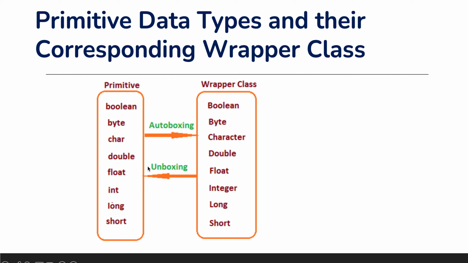So basically there are terms used called autoboxing and unboxing. Autoboxing means when we are converting from primitive to wrapper class, that process is called autoboxing. And let's say we have some requirement where we want to convert wrapper classes back to the primitive type. That is called unboxing, which Java will do automatically after Java 5. We will see one by one how we can do it with the help of some examples. So these are the corresponding primitive data types to wrapper classes.